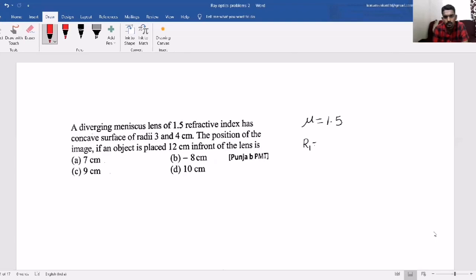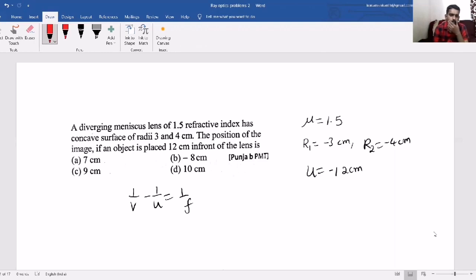Concave surface of radii. So R1 is 3, but concave surface means minus, and R2 is also minus 4. So the position of the image, if an object is placed 12 centimeter in front of the lens. So object distance is always negative, 12 centimeter. Real object distance is always negative. Now they are asking the position of the image, so 1 by V minus 1 by U equals 1 by F. They have given the U value, then we have to find the V value, but for that we require the F value.